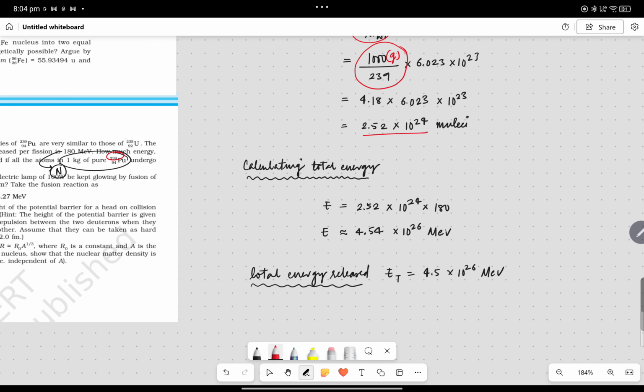Then after that, calculating total energy. So total energy: we know for one nucleus the energy in mega electron volt, and we know the total nuclei that we have. Simple calculation, you have to multiply that, and the total energy that you are going to get is 4.5 times 10 to the power 26 mega electron volt.